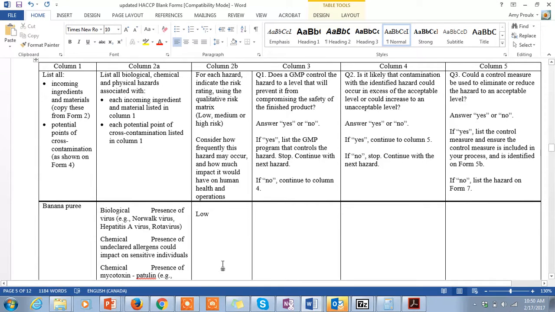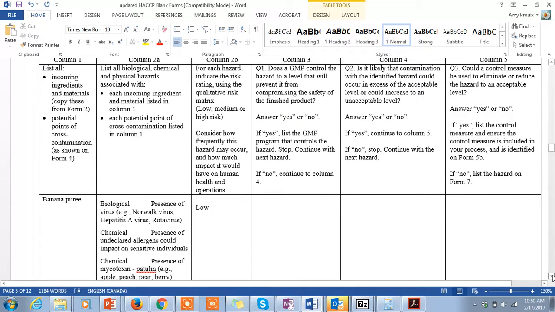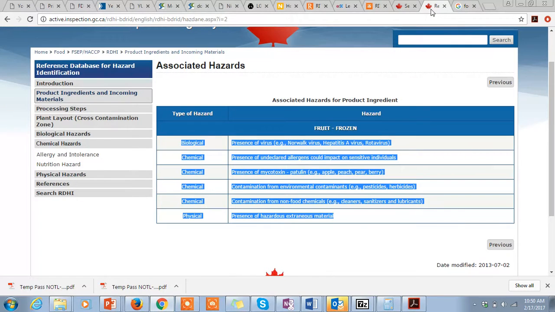Working on HACCP Form 5A, and this is part 2. We have listed our ingredients in column 1 for the product that we're working on, and we've gone through the reference hazard database to identify what were the associated hazards with the different ingredients that we're working with.